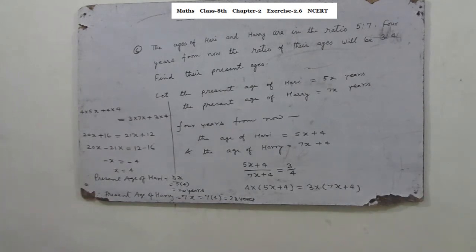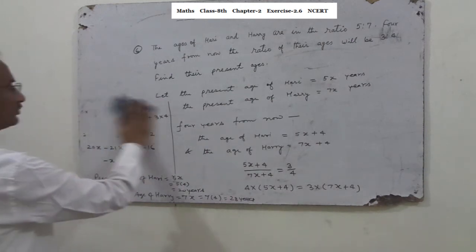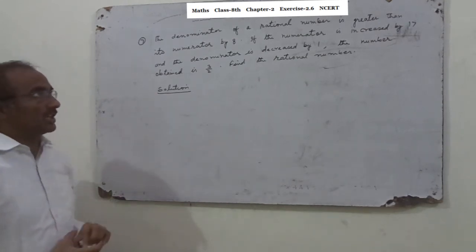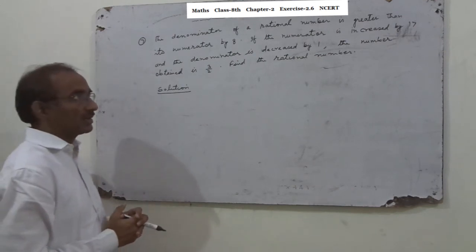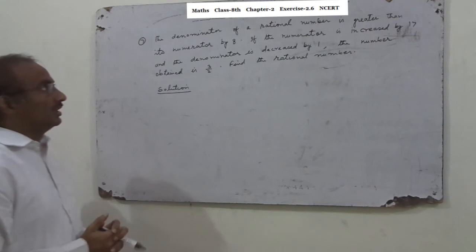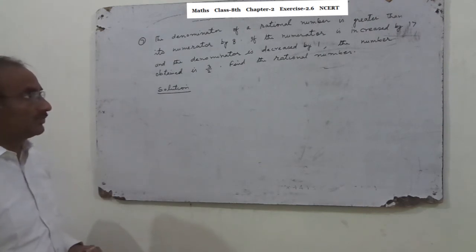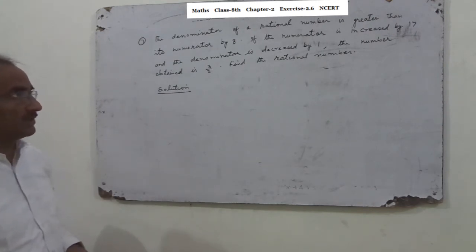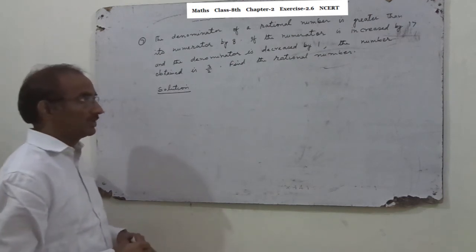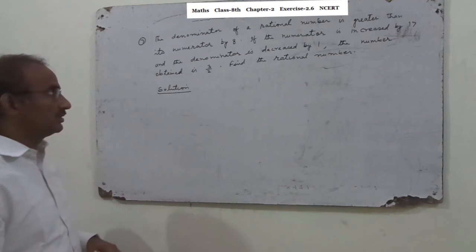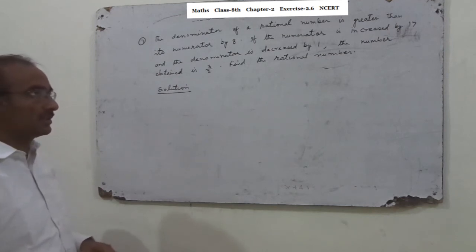Now come to question number 7. So this is our 7th question, the last question of the exercise. The denominator of a rational number is greater than its numerator by 8. If the numerator is increased by 17 and the denominator is decreased by 1, the number obtained is 3 by 2. Find the rational number.